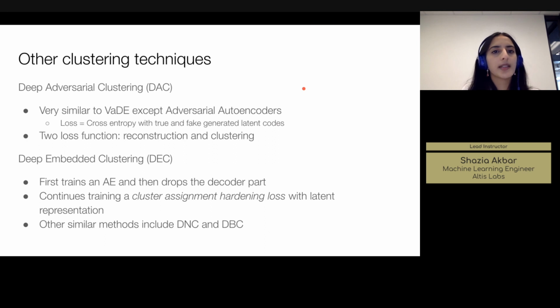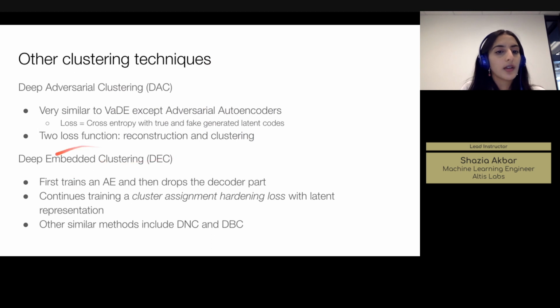There are many techniques out there for clustering, and some of them are worth mentioning, and some of them are in the survey paper that I talked about earlier. One is the deep adversarial clustering technique, which is extremely similar to VaDE in that you have the reconstruction and the clustering term within the loss function. For me, the only difference was that they use adversarial autoencoders as well. So the cross entropy had true and fake generated latent code representation. So it has an adversarial component to the deep representation.